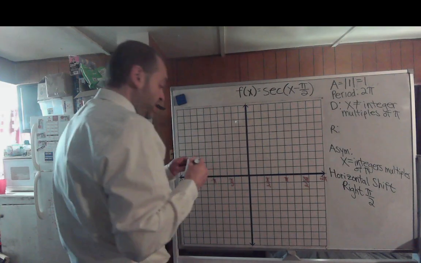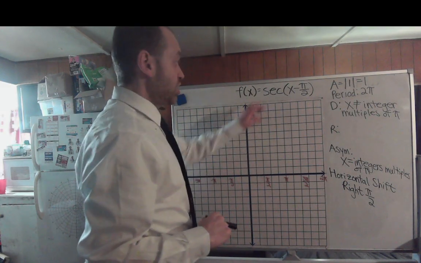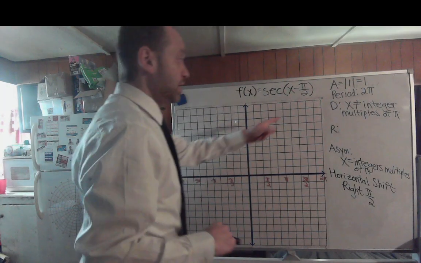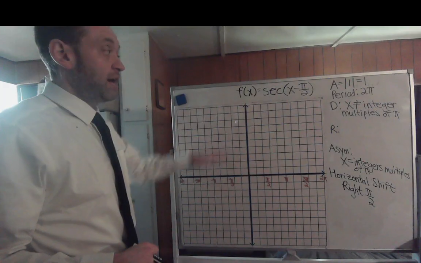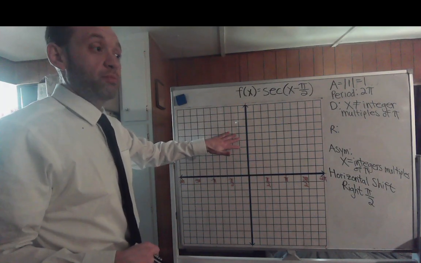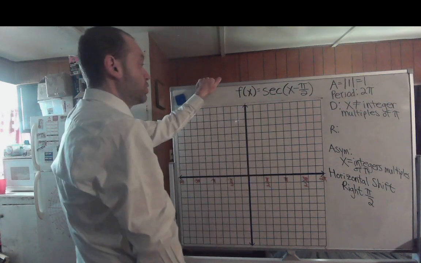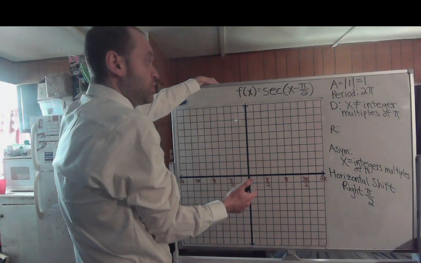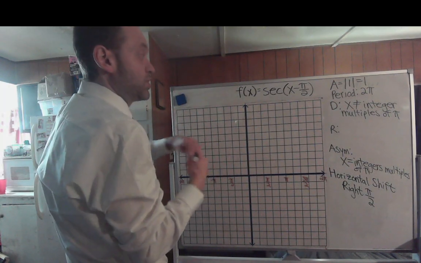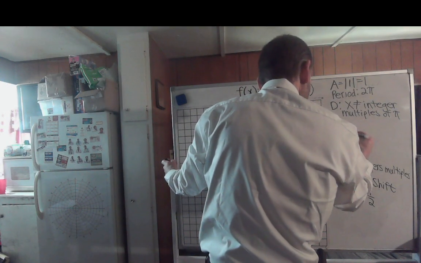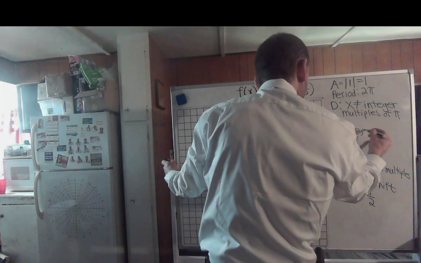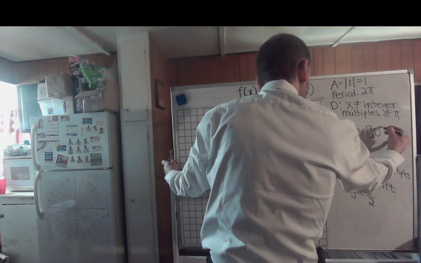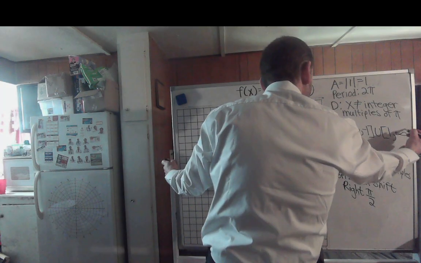Alright, and then our range, well, our coefficient's 1, the amplitude's still 1, period's still 2 pi. After we talk about horizontal shifts, we'll talk about period changes. That'll be the next thing. But the secant has a coefficient of 1. We have no vertical shifts, so your range is still going to be negative infinity to negative 1 inclusive in union with 1 inclusive to infinity. Alright, we have enough information to graph now.